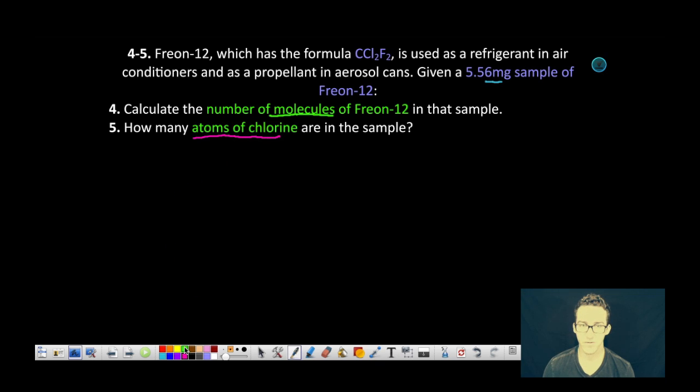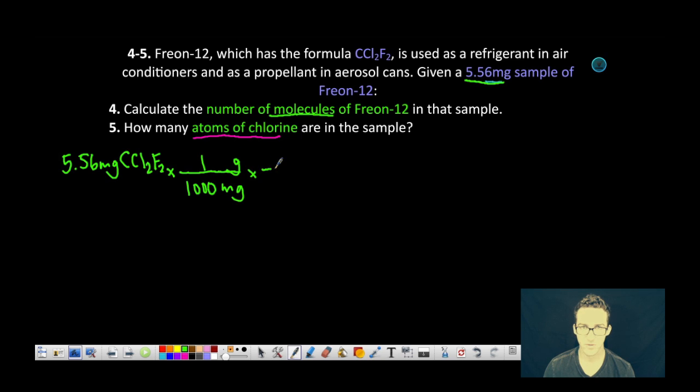So let's tackle number 4 first. As we take a look there, we're going to start with our original 5.56 milligram sample. So 5.56 milligrams of CCl2F2. We're going to convert this first from milligrams to grams. So be careful, watch out, especially those mass values. You'll often be given things that are not in grams. You need to convert to grams first. So 1 gram is 1,000 milligrams.